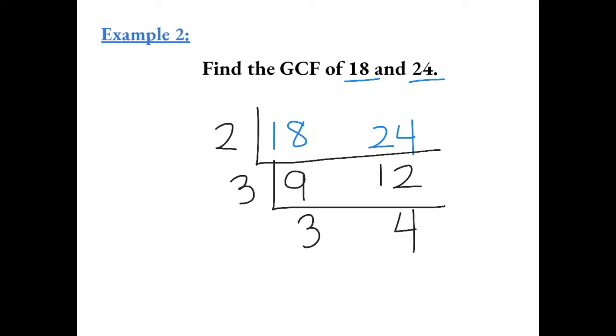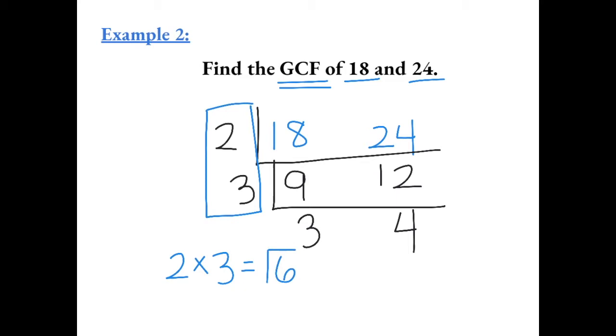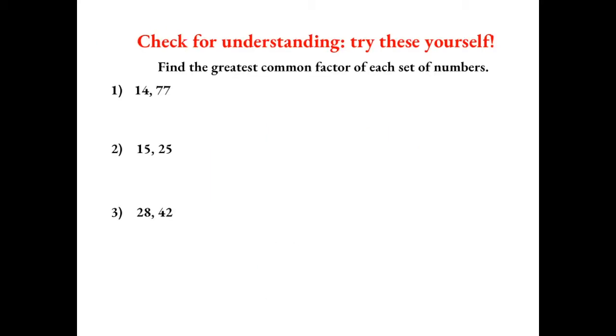Now that we have all prime numbers, we're finished, and to find the greatest common factor, we only look at the numbers on the left side and we multiply them. So 2 times 3 gives us 6. So our greatest common factor of 18 and 24 is 6.